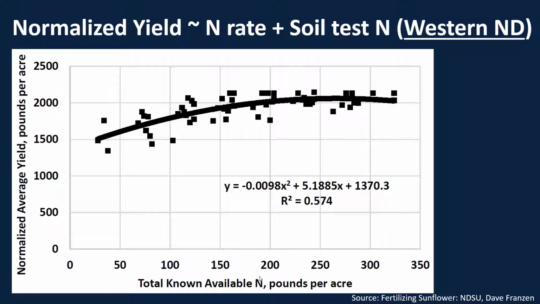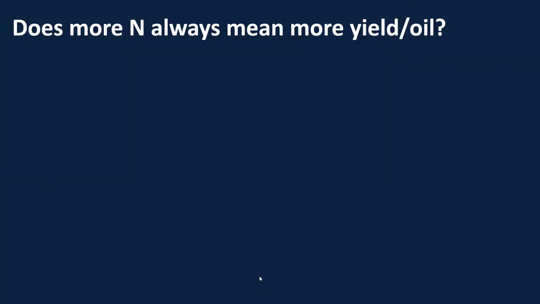That's because sunflowers are really good at getting down in the soil and scavenging nitrogen, not only in the tops of the soil, but also in the 3 and 4 foot depth as well. So from here, let's move on to the next section.